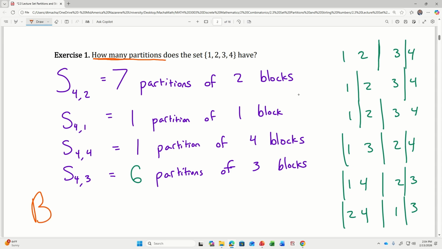So the answer to my overall question, how many partitions does the set have? This is a question that's asking for the Bell number of a set with size 4. And the 4th Bell number is going to be 7 plus 1 plus 1 plus 6, which is 15. Okay, questions? No?